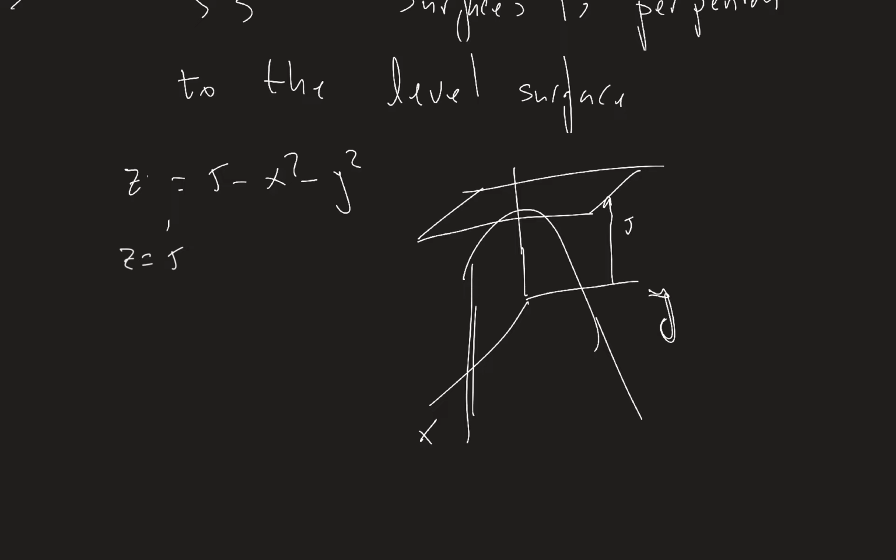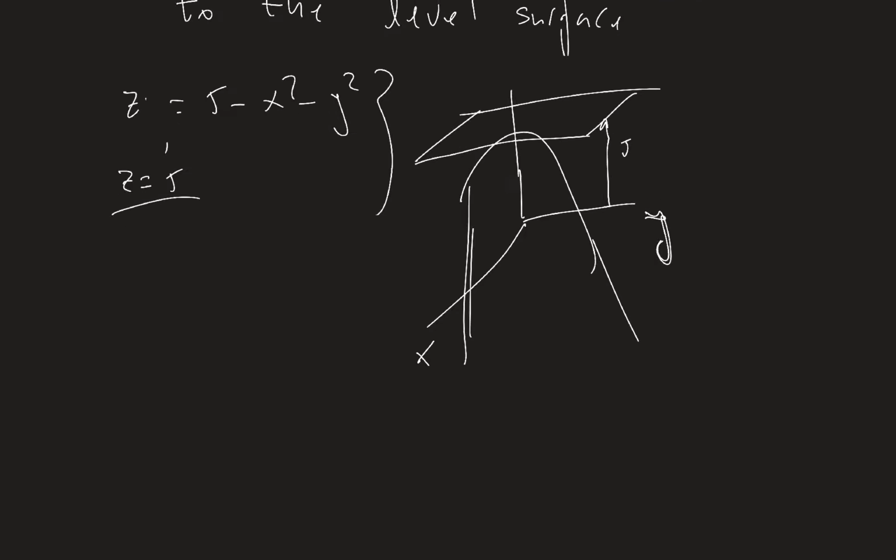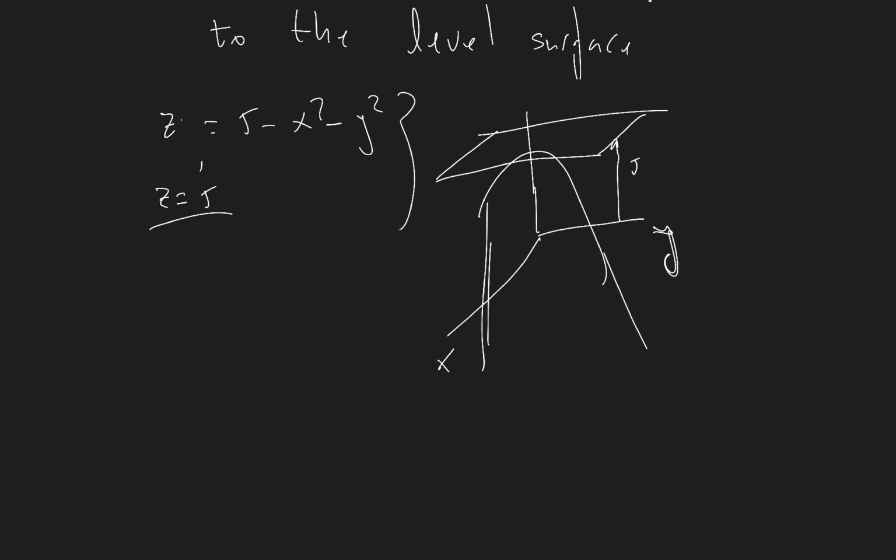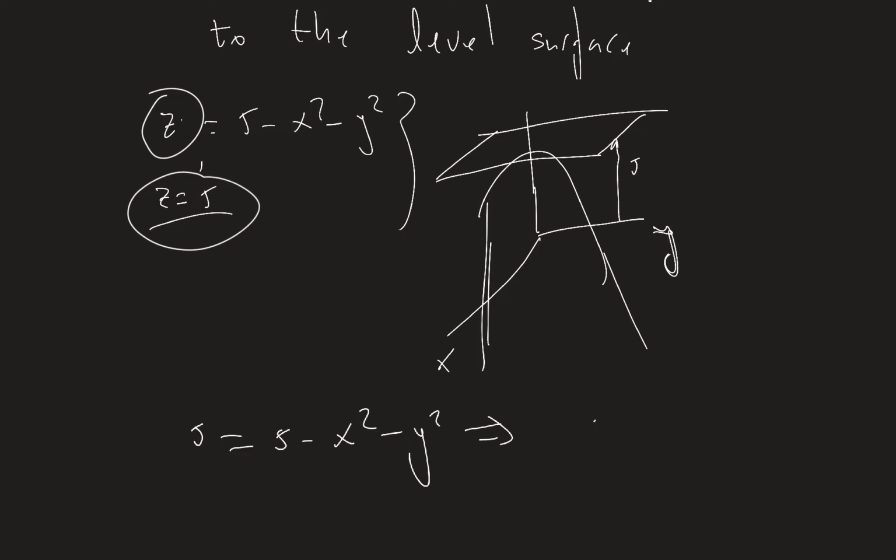Now, what will be the intersection with the plane theta equal 5 of the function 5 minus x squared minus y squared? If theta is 5, the equation that I will write is 5 equal 5 minus x squared minus y squared, then x squared plus y squared will be 0. So it means that this point is the point that exists at theta equal 5.